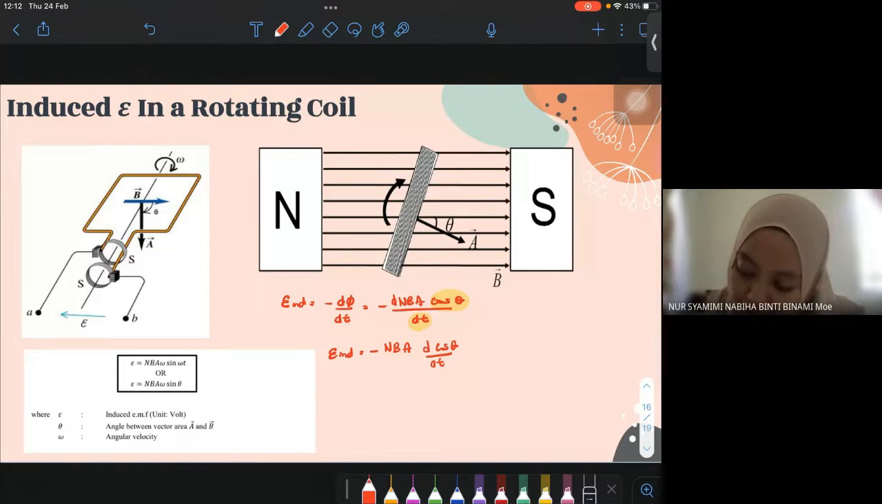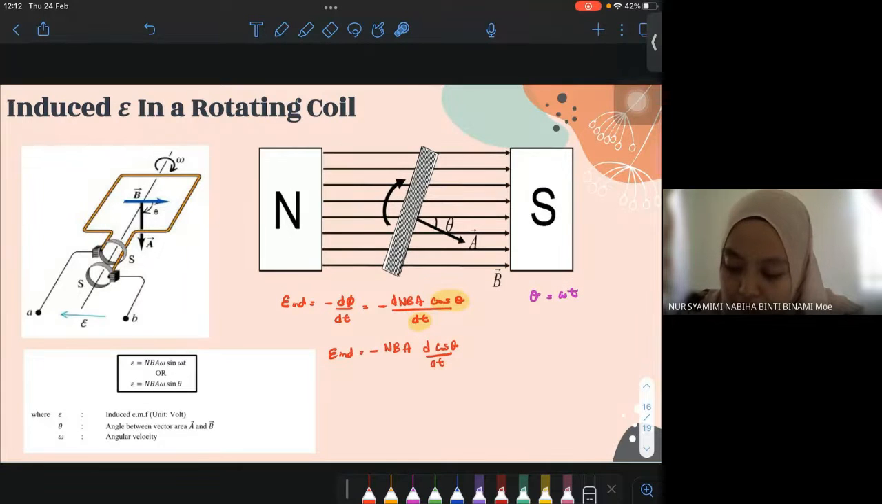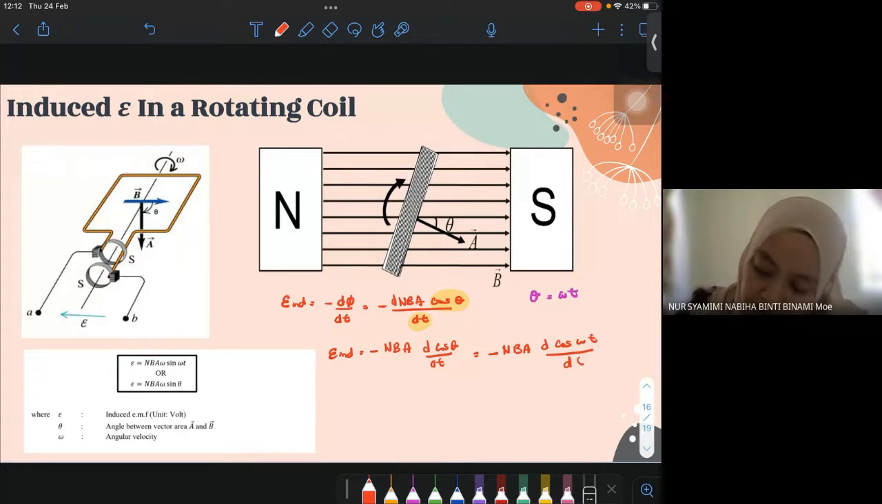And in chapter 8, semester 1, we know that theta is equals to omega t. Sebab kita tak boleh differentiate cos theta in term of t, sebab dia tak ada t. So we need to differentiate in term of time. So kita gantikan theta dengan omega t. So kita akan dapat negative NBA d cos omega t over dt. So sekarang baru kita boleh differentiate sebab dia in term of t. Okay. So differentiate cos omega t in term of t.